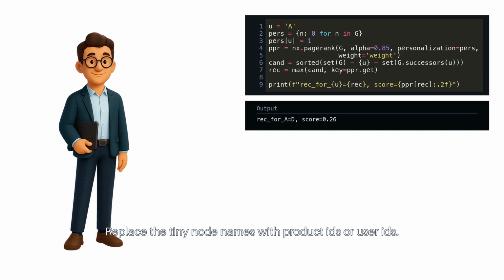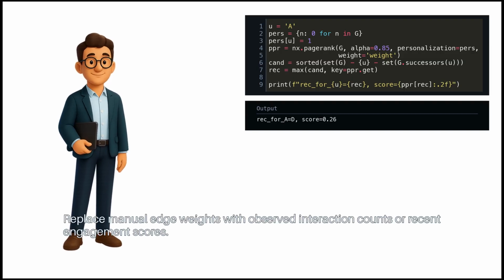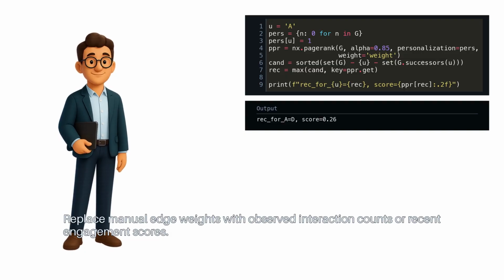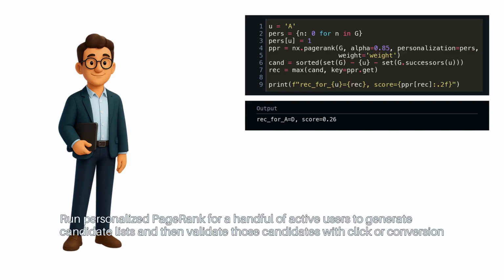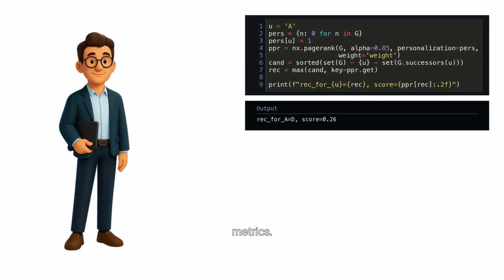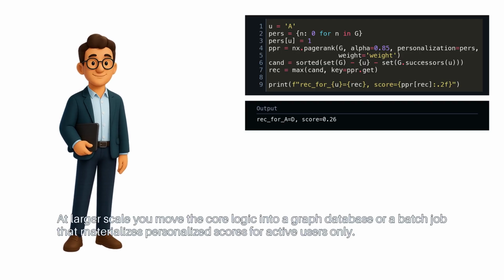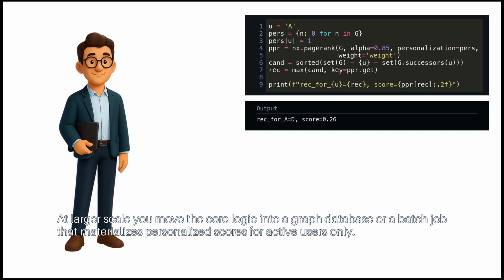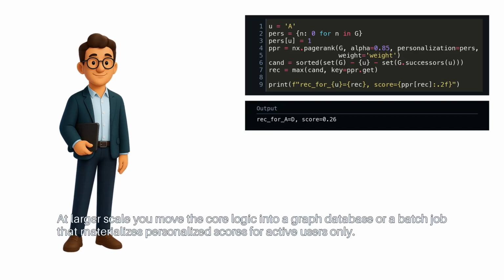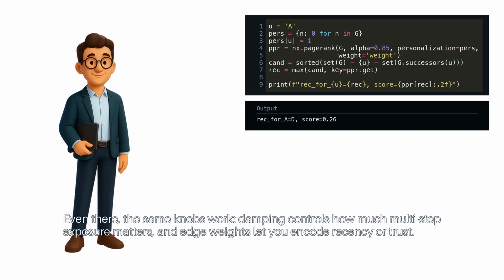Replace the tiny node names with product IDs or user IDs. Replace manual edge weights with observed interaction counts or recent engagement scores. Run personalized PageRank for a handful of active users to generate candidate lists, and then validate those candidates with click or conversion metrics. At larger scale, you move the core logic into a graph database or a batch job that materializes personalized scores for active users only. Even there, the same knobs work. Damping controls how much multi-step exposure matters, and edge weights let you encode recency or trust.